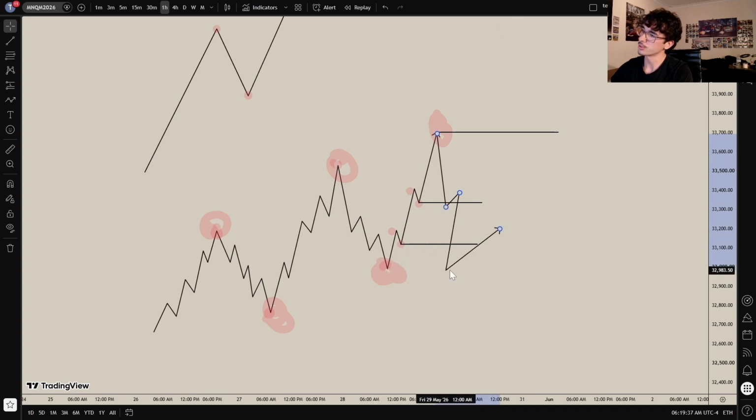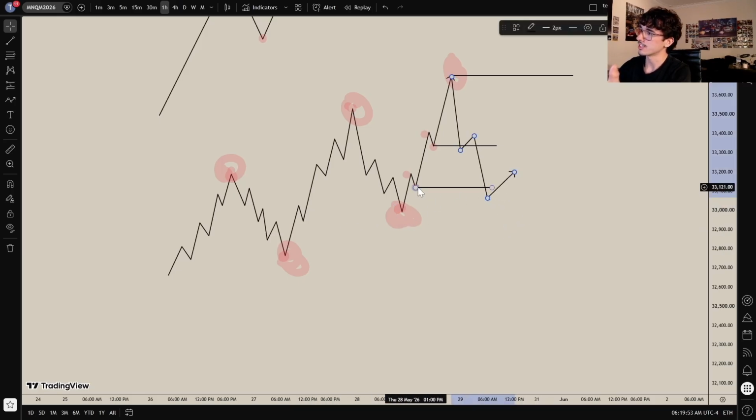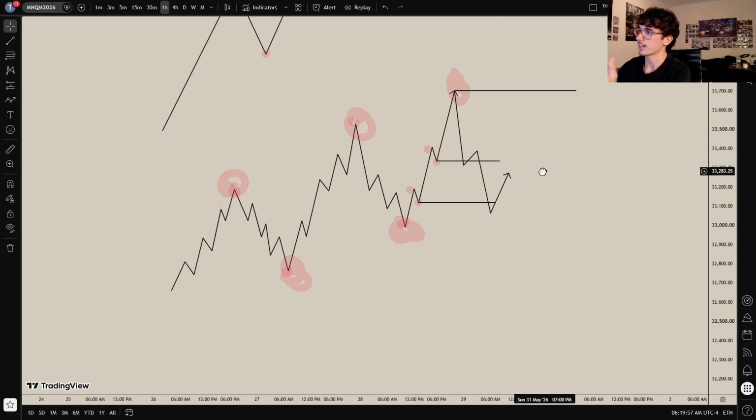I don't really want to see external liquidity being taken, because once external liquidity gets taken, that has actually formed a completely different market structure. Higher high, higher high, lower high. That could be bad. But I want to see the internal being taken, and then I want to see it start to push back up.